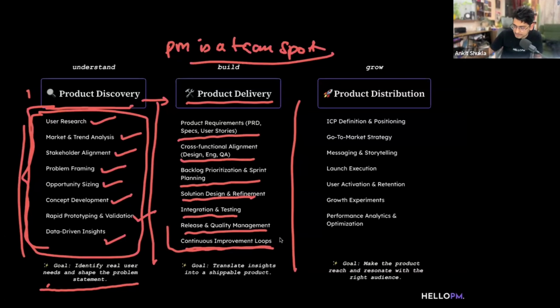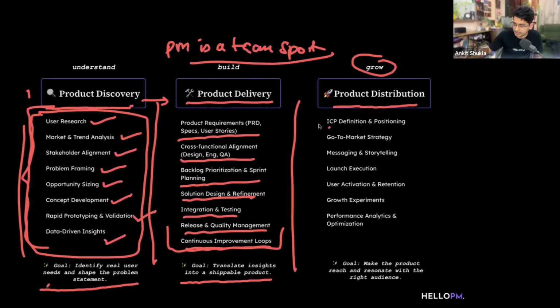Here, you work more as a stakeholder manager rather than an individual contributor, right? And the purpose is that you have to translate insights into shippable products, right? The third part is grow. Grow means you have to now take the product out for distribution.